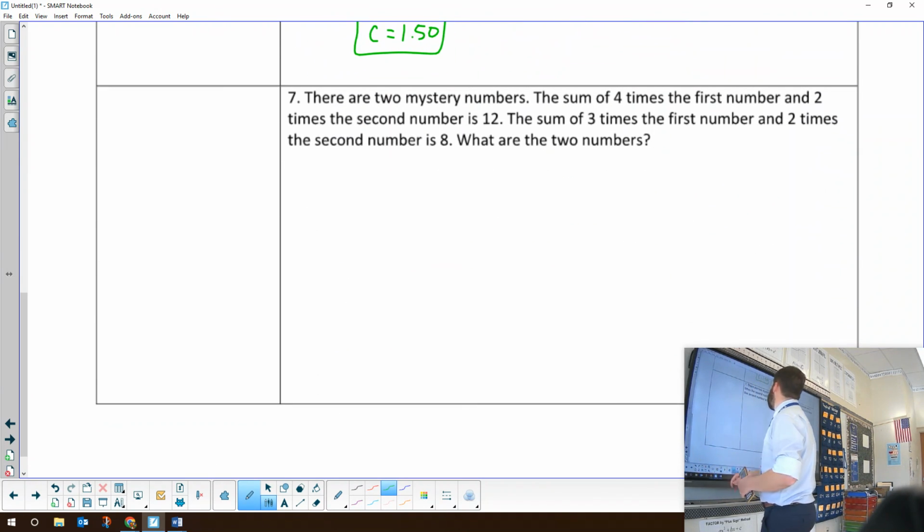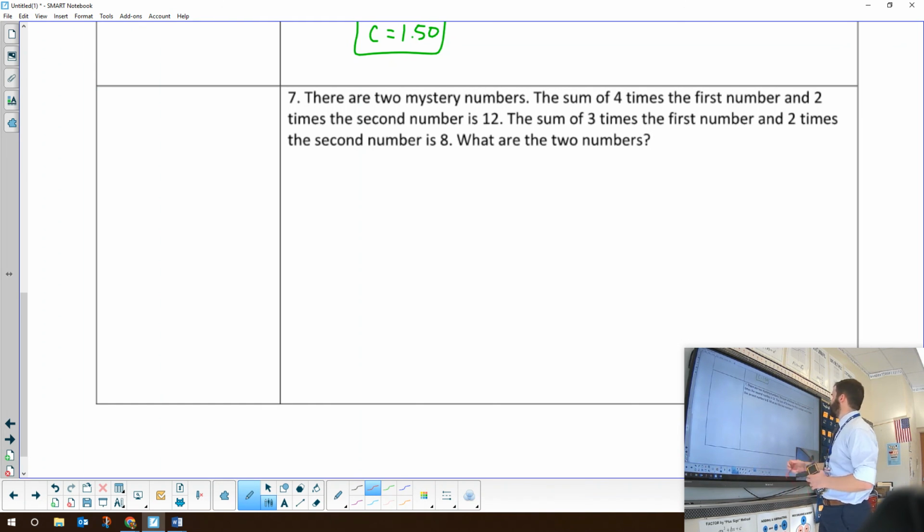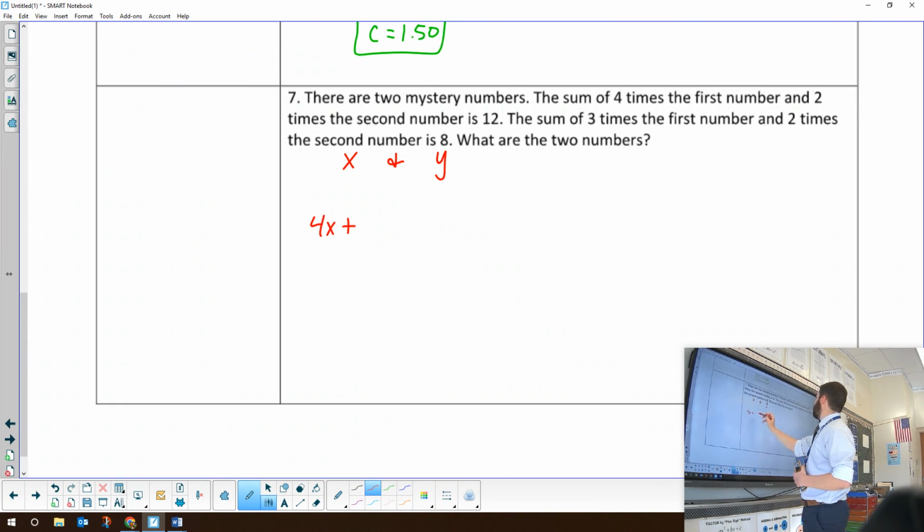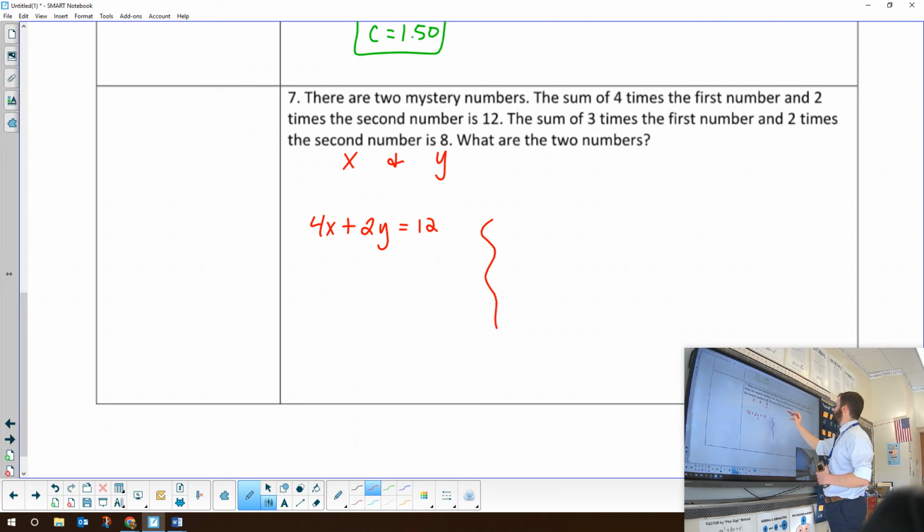Let's take a look here at number 7. Number 7 says there are 2 mystery numbers. The sum of 4 times the first number and 2 times the second number is 12. So we got 2 mystery numbers. That's x and y. Okay? The sum of 4, so sum means add. So the sum of 4 times the first number and 2 times the second number is 12. And then my other equation, the sum of, so that's add, 3 times the first number and 2 times the second number is 8. What are the 2 numbers?